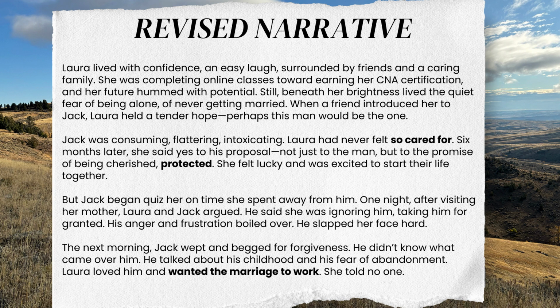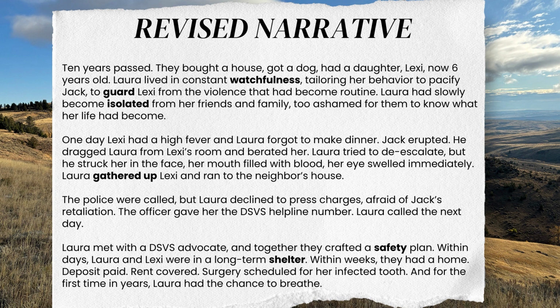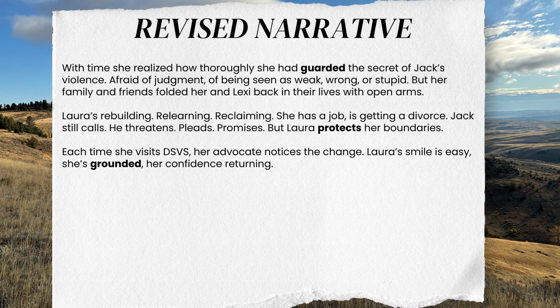After the first violence, she protects her marriage by telling no one. Over the next 10 years, she is guarded against his outbursts. She isolates herself from friends and family to protect the secret of her situation. When she runs from the house, it's to protect her daughter. Shelter and safety are inherently about protection, but adding the more emotional variations of the word make the narrative more engaging and relatable.